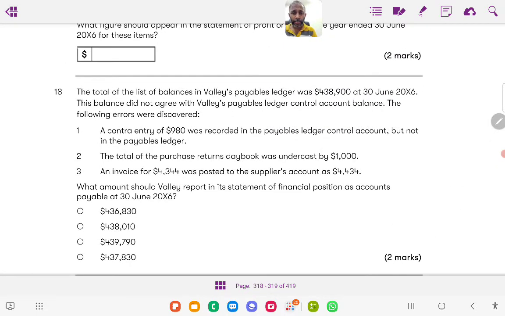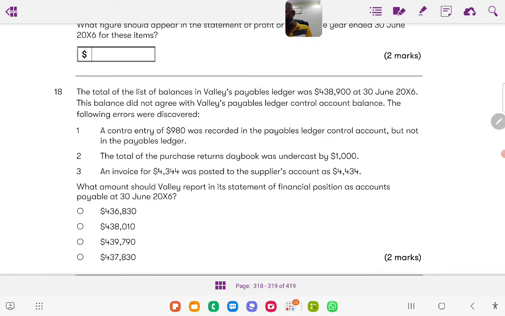A contra entry of 980 was recorded in the payables ledger control account but not in the payables ledger. A total of the purchase returns day book was undercast by 1,000. An invoice of 4,344 was posted to the supplies account as 4434. What amount should be reported in the statement of financial position as accounts payable at 30 June 2016?